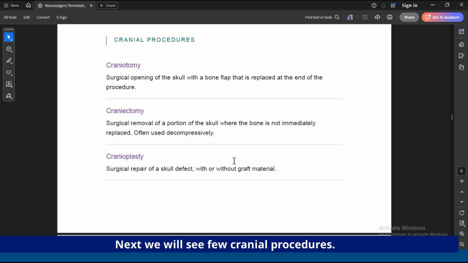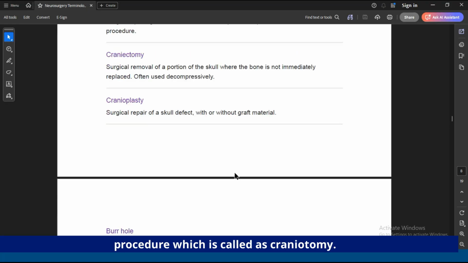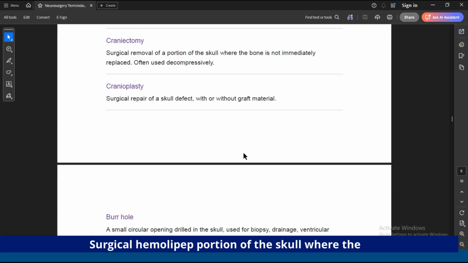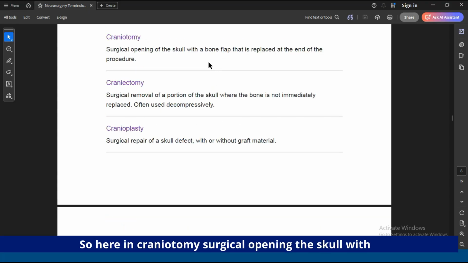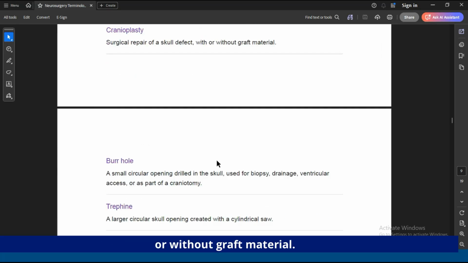Okay. Next we will see a few cranial procedures. So craniotomy. So surgical opening of the skull with a bone flap that is replaced at the end of the procedure, which is called craniotomy. Craniectomy, surgical removal of a portion of the skull where the bone is not immediately replaced, often used decompressively. So here in craniotomy, the surgical opening of the skull has a bone flap that is replaced at the end of the procedure. But in craniectomy, the flap is not replaced.